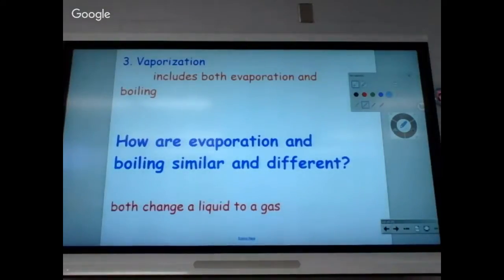Where does the source for the heat come from that evaporates? The sun. So evaporation comes top down. Boiling comes from the bottom. Okay?